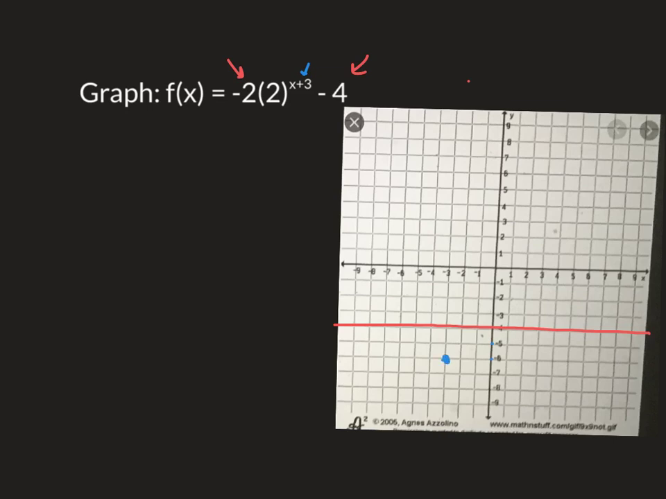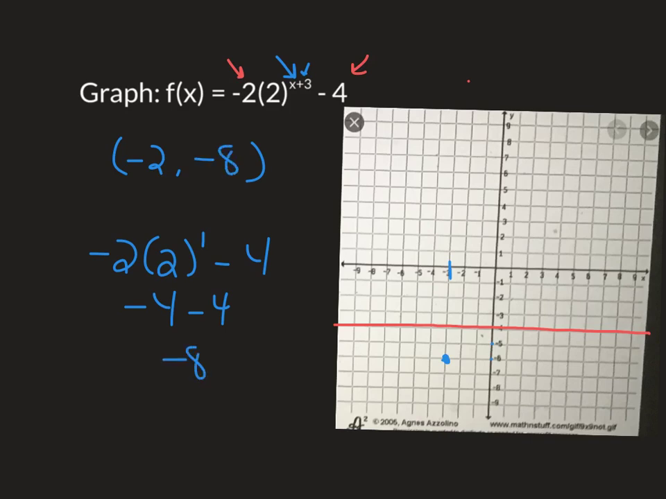There's my first point. Remember, we're doing 2 points. To get my second point, again, I'm going to go 1 to the right. This point is at the -3. If I go 1 to the right, I'm at -2. And I'm going to take a -2 and plug it right there into that exponent. So I get this, -2 times 2 to the first power -4. And your job is to work that out. So -2 times 2 is -4, -4 is -8. So there's my second point, -2, -8, which is way down here.